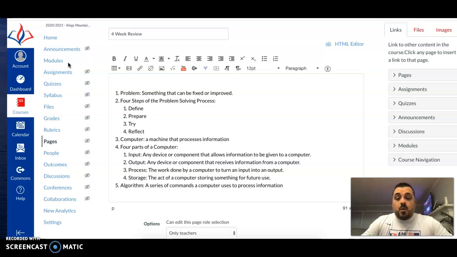We want to know the 4 parts of a computer, and then we also need to understand that an algorithm is a series of commands a computer uses to process information. Those are the 5 key things that I want you to understand this week.